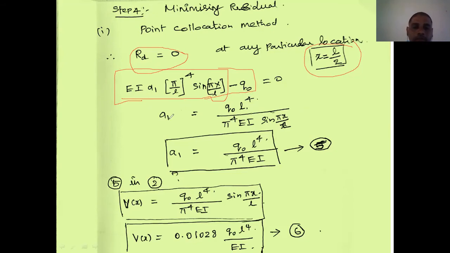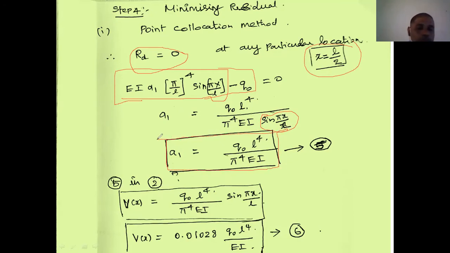If you make it 0, this term becomes A1 is equal to q naught into L power 4 divided by pi power 4 EI into sine pi x by L. Here if you put x equal to L by 2, then this term will become 1, and you can write the coefficient: q naught into L power 4 divided by pi power 4 EI. So this is the value of A1.